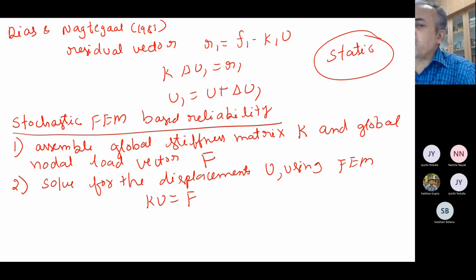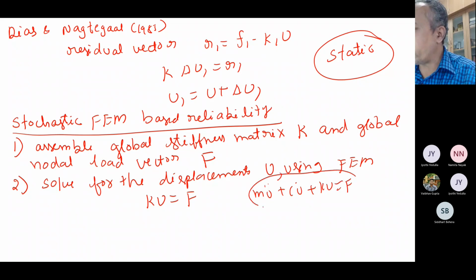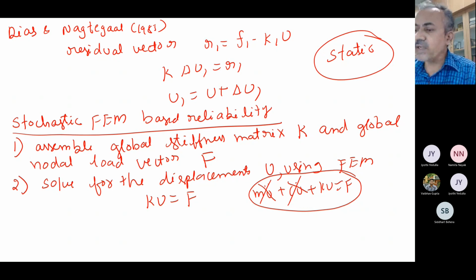Suppose this is a static analysis; if it is a dynamic analysis, what extra things do you have to include? M u double dot, plus you will have two things, plus C u dot plus Ku is equal to F. This is our dynamic equation. If it is static, these two terms can be deleted, so finally it turns out to be Ku equal to F only. Whatever methods we are discussing, the methodology is applicable even for dynamics. But right now we are doing a static one, which is a very simple analysis.